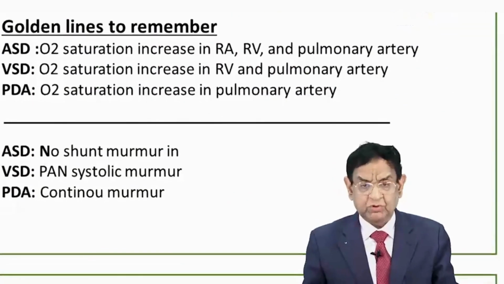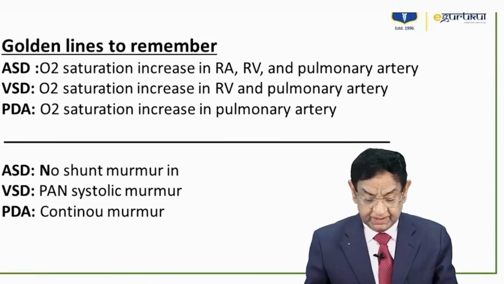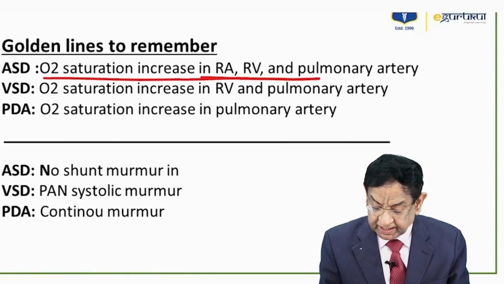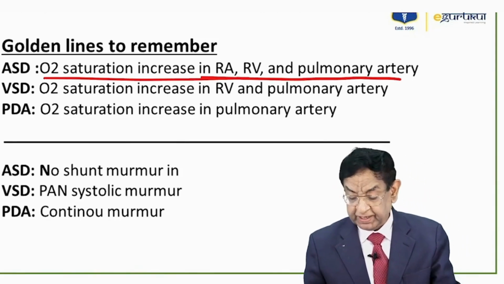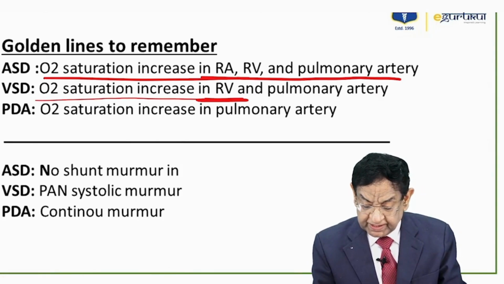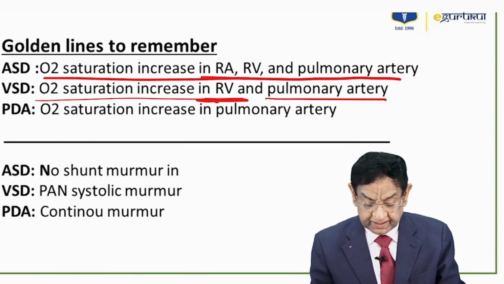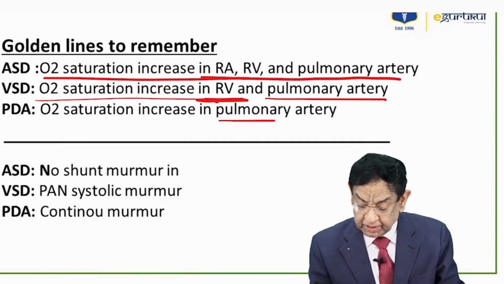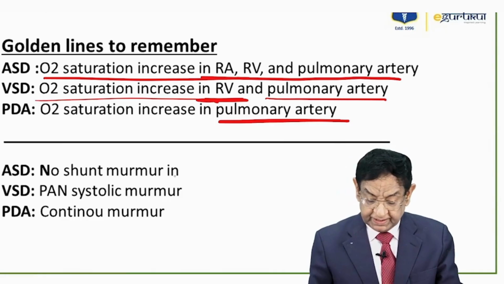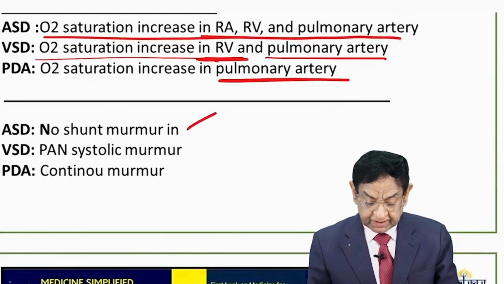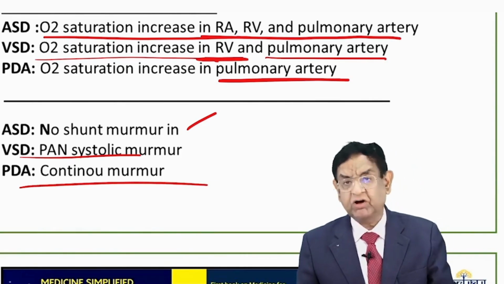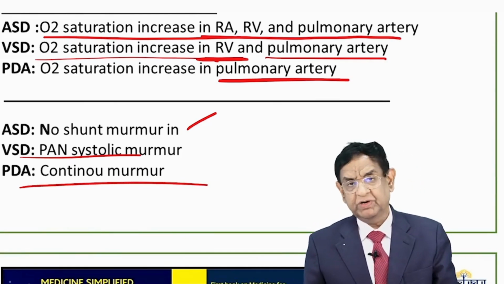So friends, the golden line to remember. In ASD, oxygen saturation increases in RA, RV and PA, pulmonary artery. In VSD, oxygen saturation increases in RV, PA. In PDA, only in pulmonary artery. ASD, no shunt murmur. VSD, pan-systolic murmur. PDA, continuous murmur. The golden line to remember.